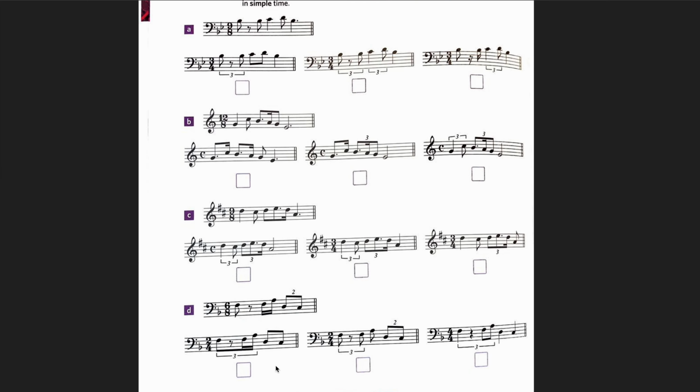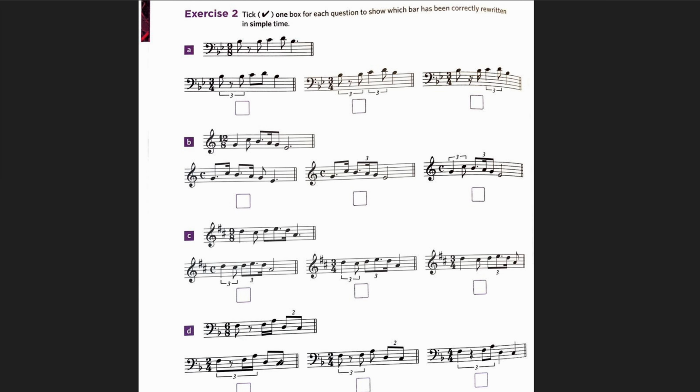Exercise 2. Tick one box for each question to show which bar has been correctly written in simple time. So we just know that a crotchet turns to a dotted crotchet. We have to go from compound time to simple time. So dotted crotchet turns to a crotchet. A non-triplet turns to a triplet, and a duplet turns into 2 semiquavers.